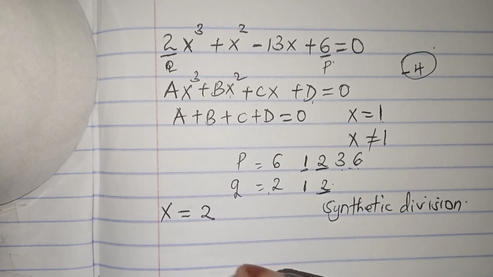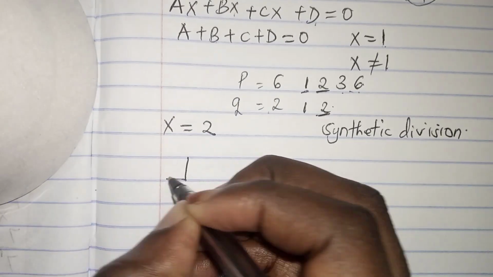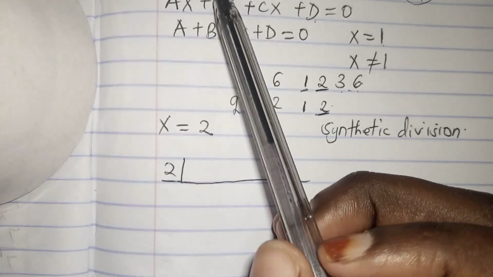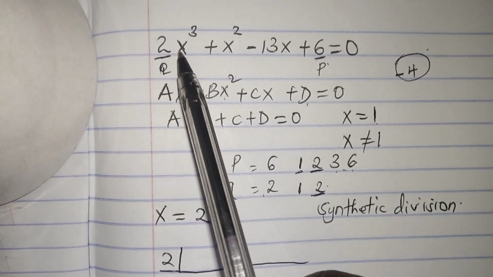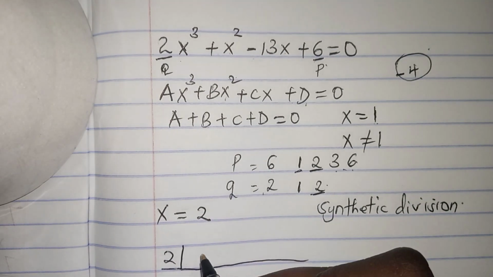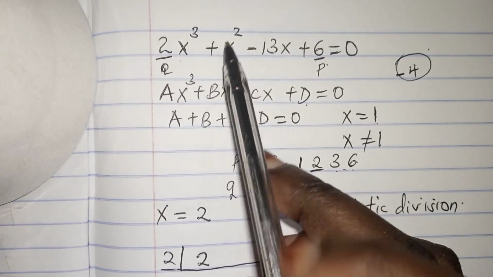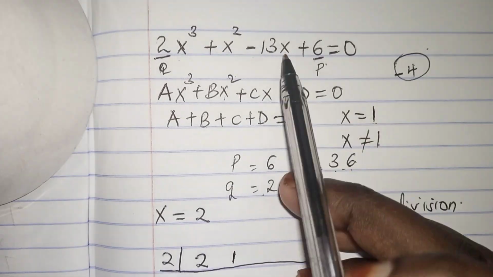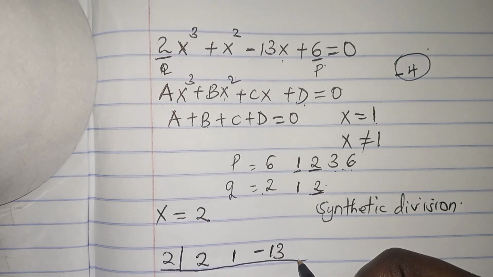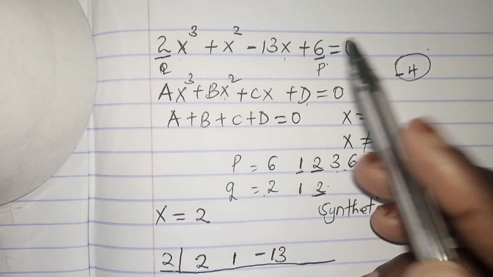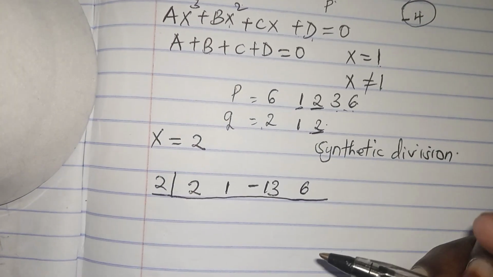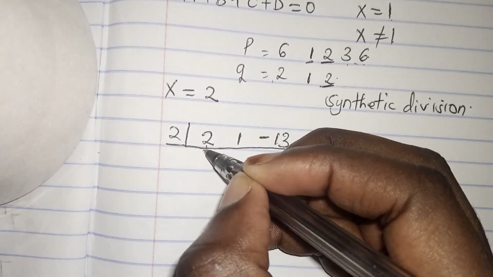Okay, so this is 2. I'm taking the coefficients of our general equation. Coefficient of x cubed is 2, coefficient of x squared is 1, coefficient of x is negative 13, and our constant here, which is d, is 6. Right? So our next step now, I will drop 2 here.